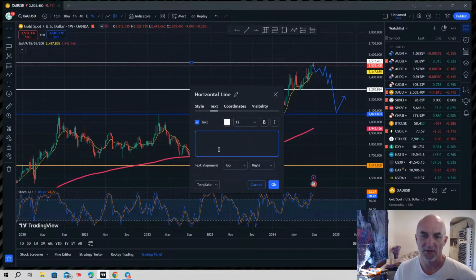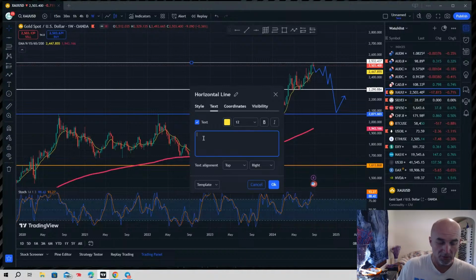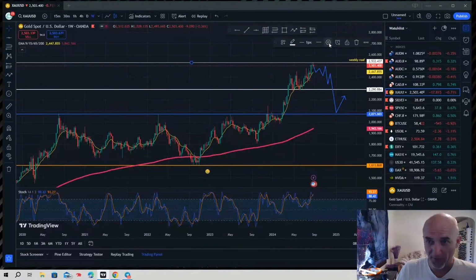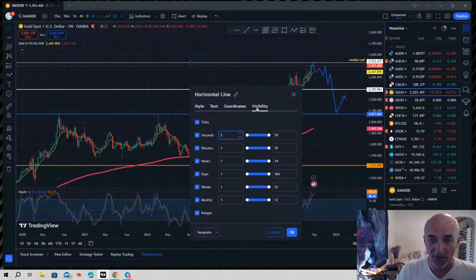Okay, you can go in text. You can put it on the top right. You can make it white. We can make it yellow. This is weekly roof. Weekly top, weekly roof, the all-time high. Whatever you want to label it, doesn't matter. Bam. Also, you have coordinates if you want to put it on the specific price itself, and if you want to see it or not. You can literally do so many options.